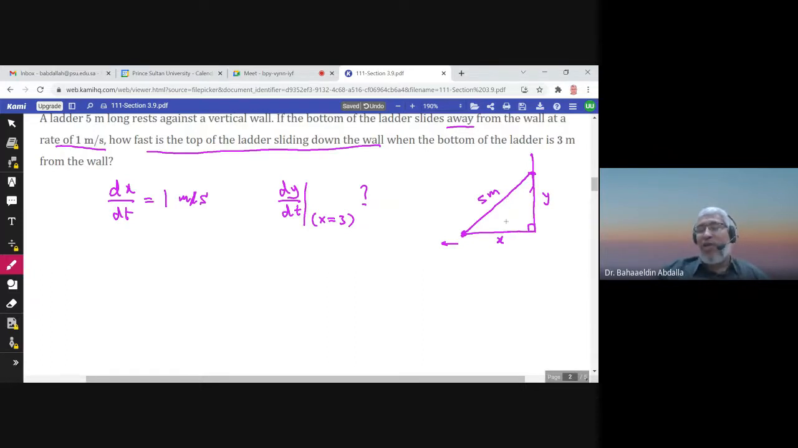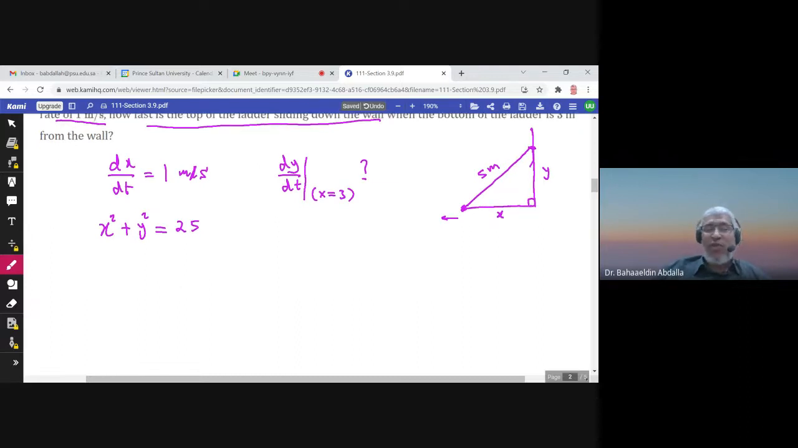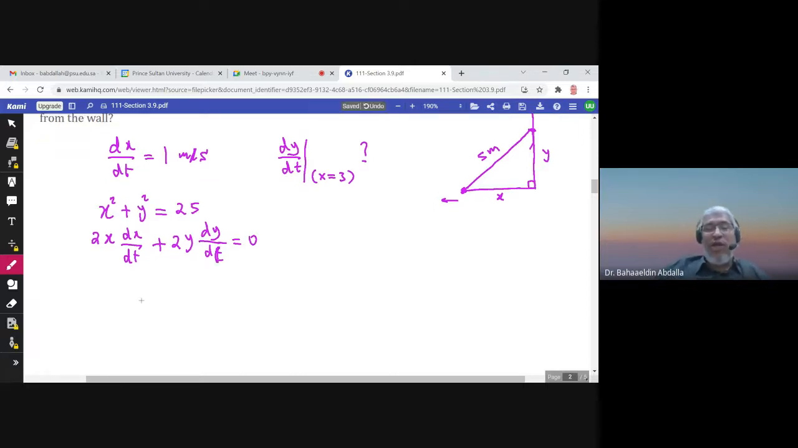Well, we can use the Pythagorean theorem. Pythagorean theorem says x squared plus y squared equals 5 squared, or 25. Good. We have the equation. We start finding the derivative with respect to time, t. So the derivative of x squared is 2x times dx by dt using the chain rule. The derivative of y squared is 2y times dy by dt. The derivative of 25 is 0 because it's just a constant. Good. What do we have?